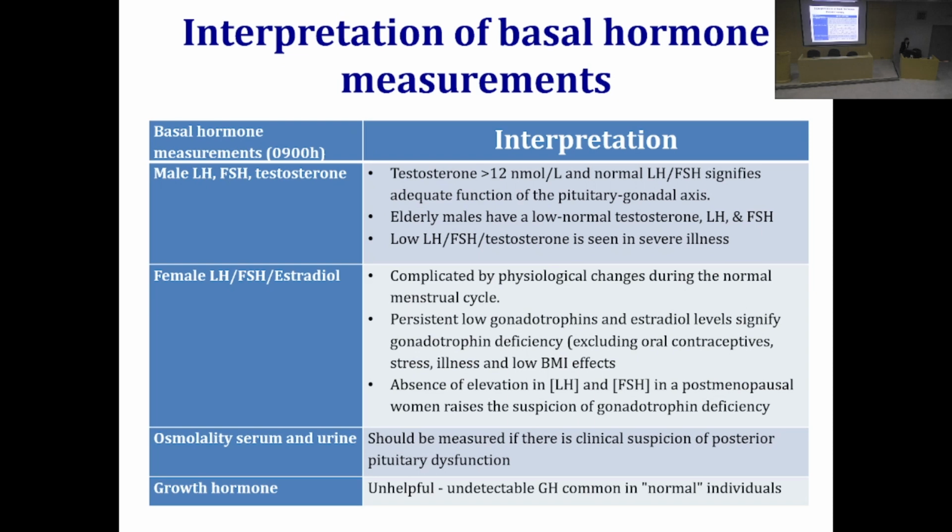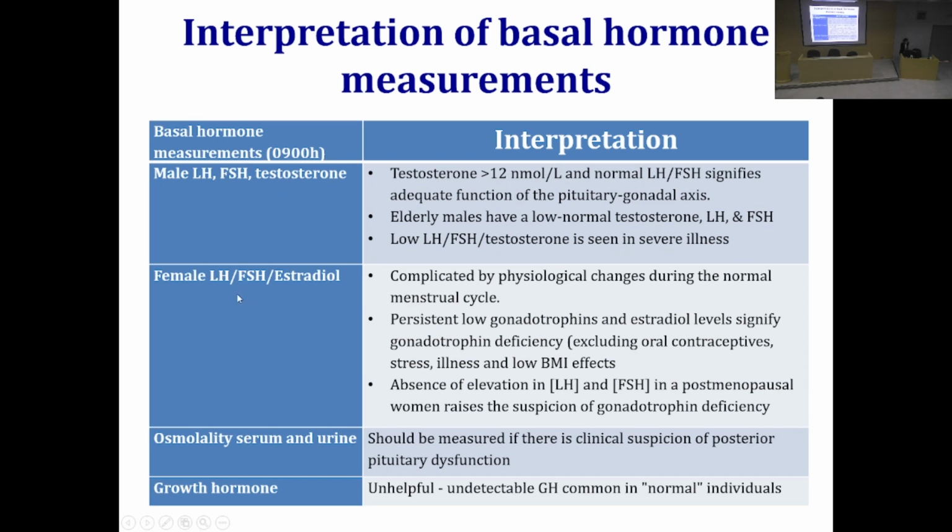And the other thing I want to say is that elderly males typically have low normal testosterone, LH, and FSH, on the lower side. But they will not have, like women with menopause, low levels of LH and FSH. This is typically seen in severe illnesses. A lot of these severe illnesses that we talked about, non-thyroidal illnesses, etc., can suppress the hypothalamus and have effects on many of these axes, including this axis as well. So you want to have normal testosterone, LH, and FSH levels.